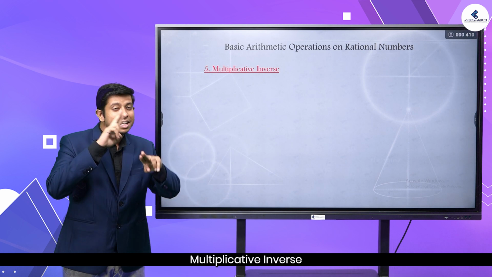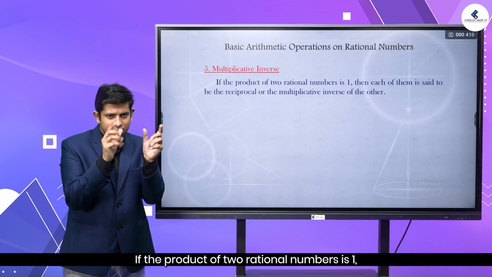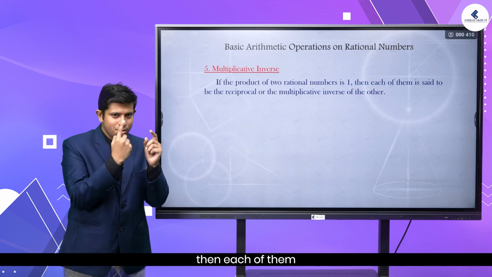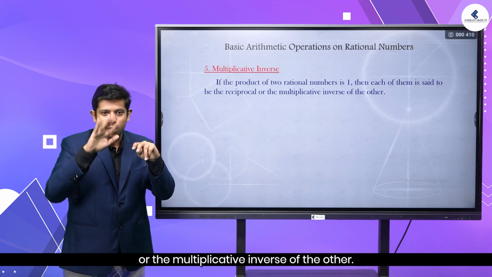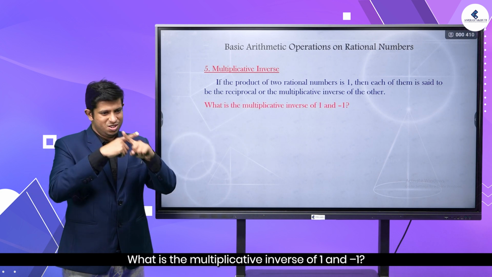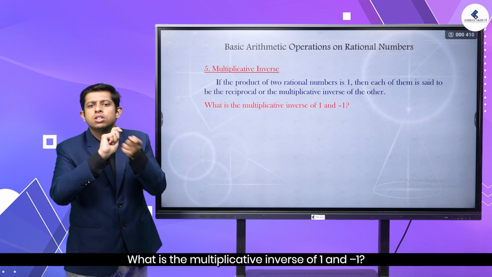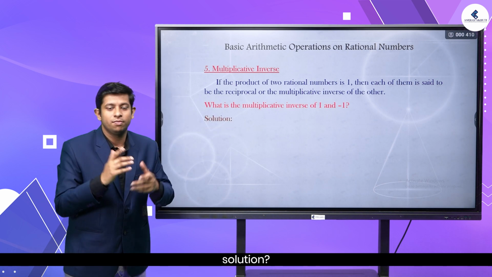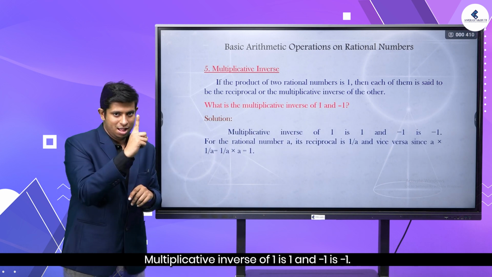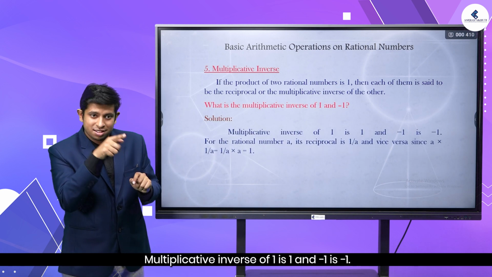Multiplicative inverse. If the product of two rational numbers is 1, then each of them is said to be the reciprocal or the multiplicative inverse of the other. What is the multiplicative inverse of 1 and minus 1? Solution. Multiplicative inverse of 1 is 1 and minus 1 is minus 1.